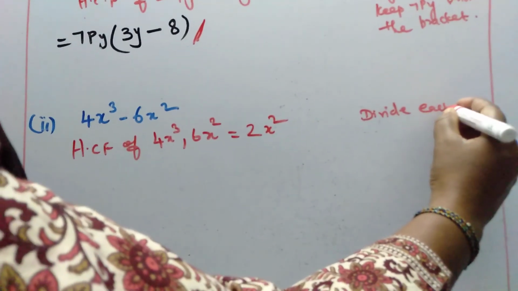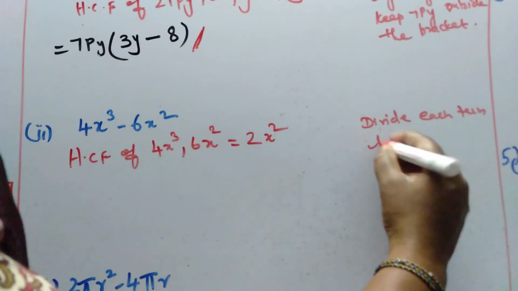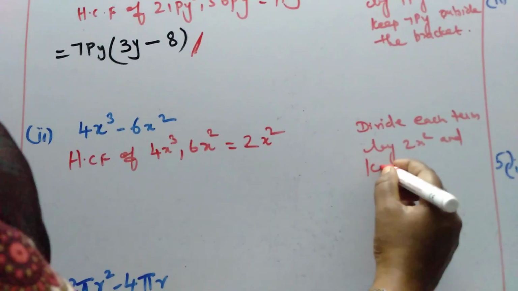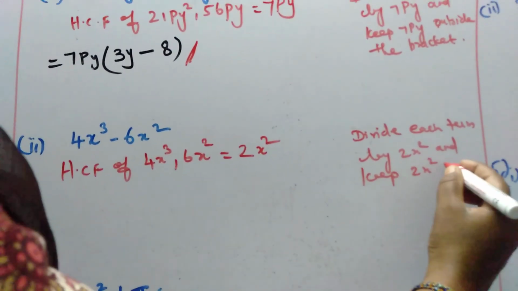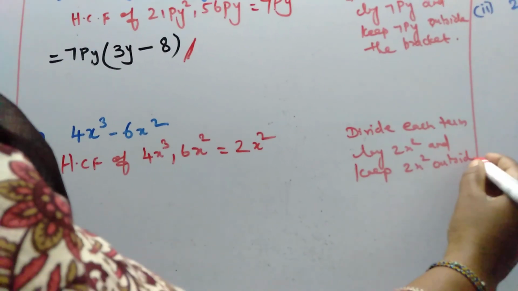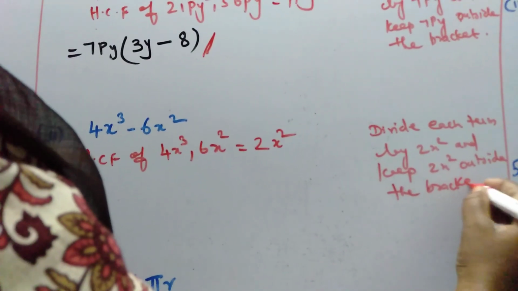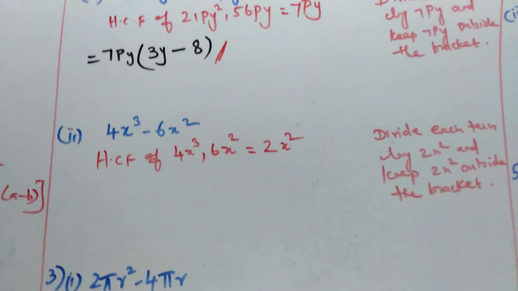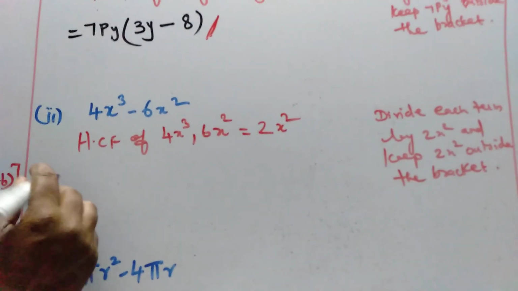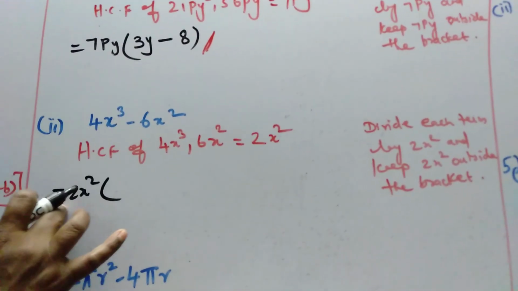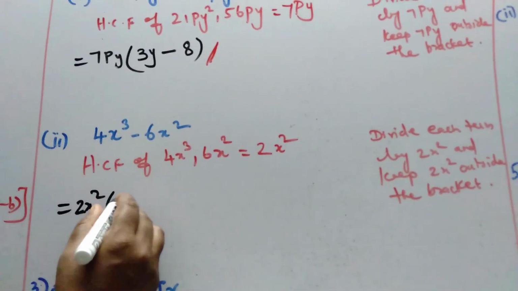Divide each term by 2x square and keep 2x square outside the bracket. Okay. So what we are going to do here? We are going to take 2x square common outside. We divide this 4x cube by 2x square. What will be left here?